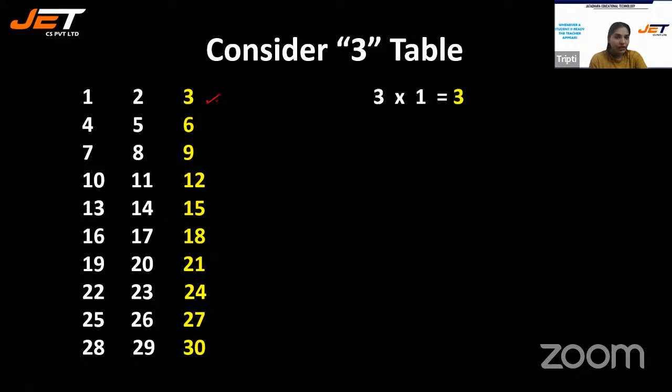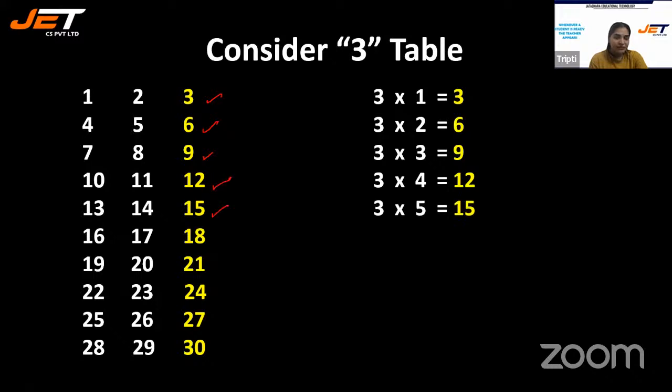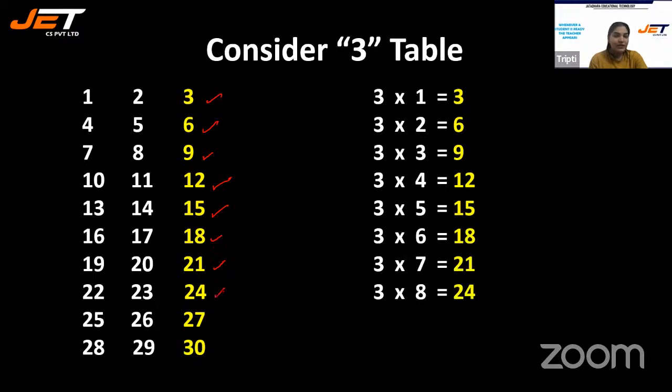So 3 times 1 is 3, 3 times 2 is 6, 3 times 3 is 9, 3 times 4 is 12, 3 times 5 is 15, 3 times 6 is 18, 3 times 7 is 21, 3 times 8 is 24, 3 times 9 is 27, and 3 times 10 is 30. So children, this is multiplication tables. You can say these are just skip counting. You are skipping by 3: 3, 6, 9, 12, 15, 18, 21, 24, 27, and 30.